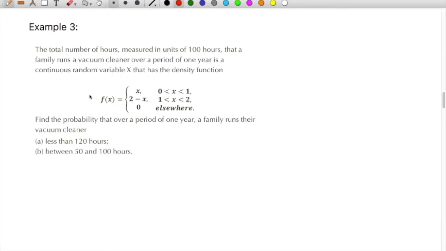What is the problem? The problem is the total number of hours, measured in units of 100 hours, that a family runs a vacuum cleaner over a period of 1 year is a continuous random variable x. So the measurement of x is in units of 100 hours. If x is 1 unit, that is equal to 100 hours usage.